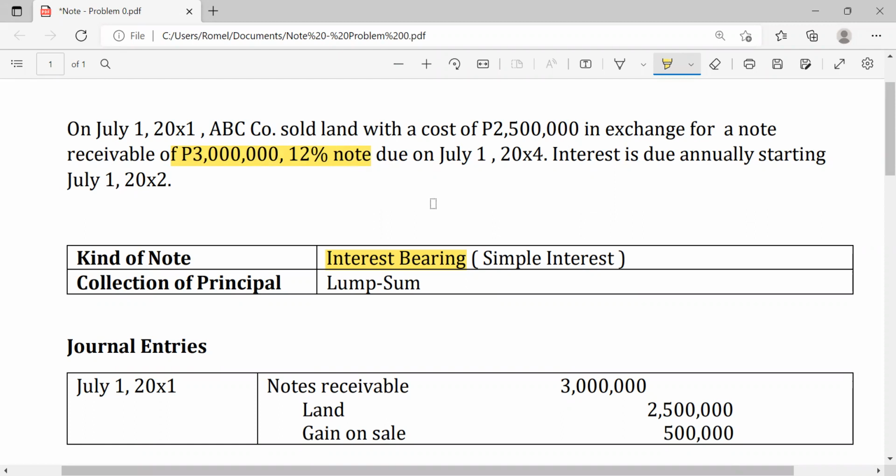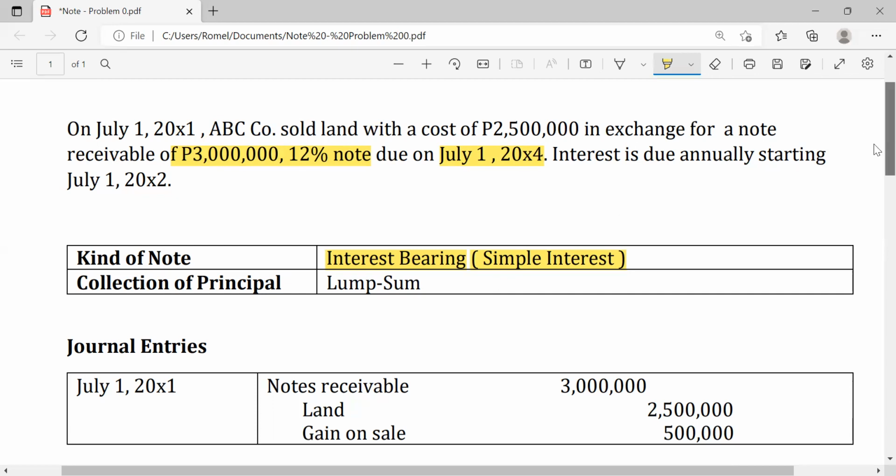Okay? And then after that, what do we assume? If the problem is silent, we will assume that we will be using the simple interest. So pag silent ang problem, i-assume natin na simple interest ang gagamitin natin sa ganitong mga problems, especially if the note is interest-bearing. And then, when is the collection of the principal? The collection of the principal is lump sum because the note will be due on July 1, 20X4. Makokolekta natin ang 3 million pesos sa July 1, 20X4.